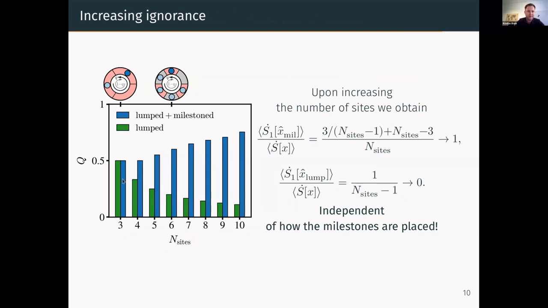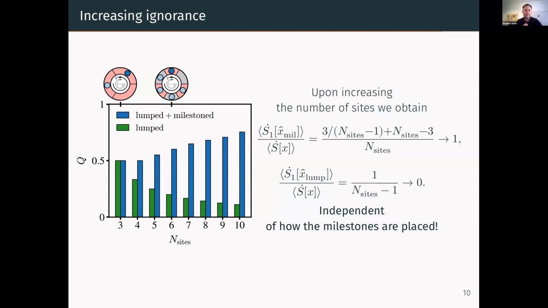And what you now see is that if you milestone after the lumping, you get a drastic improvement of the quality factor, so of the entropy production estimate. Whereas for lumping, you see that it starts to deteriorate more and more. And in fact, we were able also to show analytically that if you take the number of sites to infinity, under milestoning after lumping, you will exactly get 1 for the quality factor upon the first order Markov approximation. And for lumping, you will go to 0. And this is independent of how the milestones are placed, as long as you take 3.